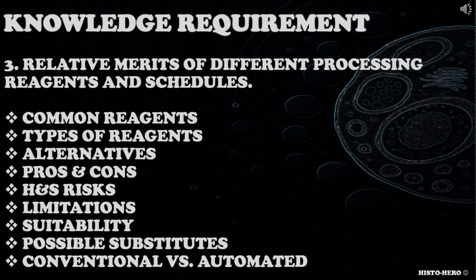Consider common reagents used during processing, types of reagents that can also be used during processing, alternatives, pros and cons of used reagents, health and safety risks associated with those reagents, limitations of reagents, suitability of reagents, variation of reagents used, possible substitutes for routinely used reagents, conventional versus automated versus microwave processing, and so on.